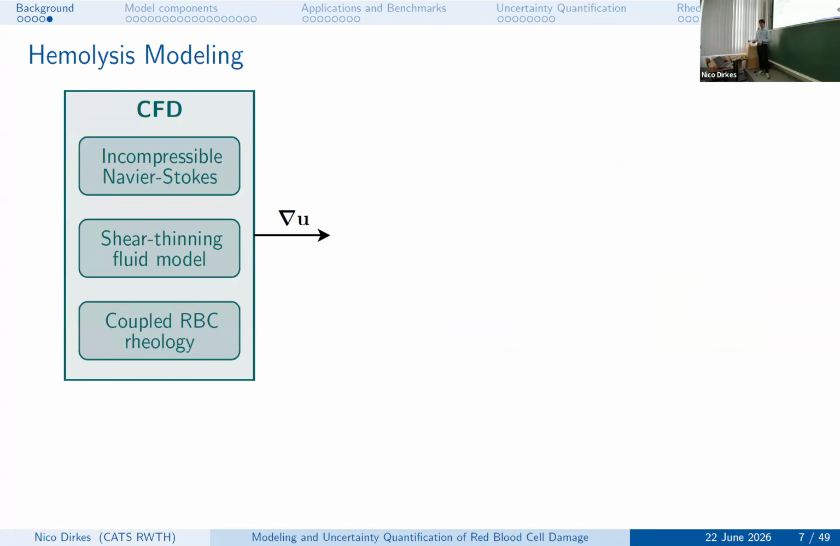Now, how does this work in general? We always need 3 steps for this hemolysis modeling. The first step is always CFD, which essentially gives you a flow field for the blood in the domain. So for example, in this blood pump, we would first do a CFD simulation to obtain the velocity gradients. Even in this CFD, you can have different choices. I will, for now, just focus on incompressible Navier-Stokes, but you can also think about more complex rheological models here. And the goal of this is to get the velocity gradients or the shear forces within the fluid.